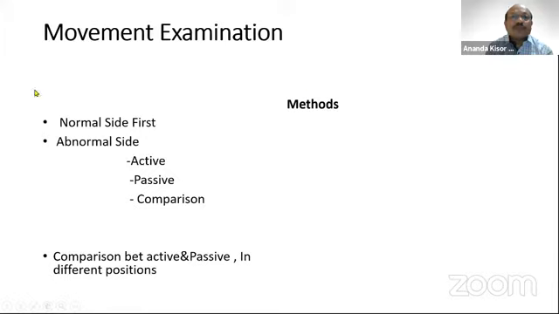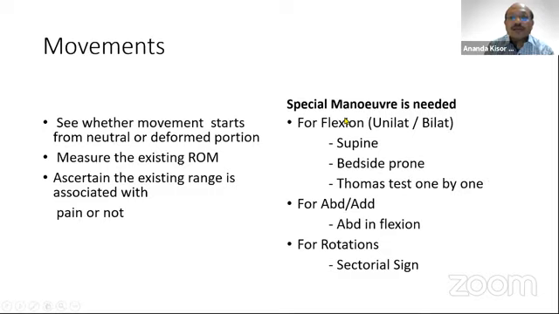Now the movement examinations, always there are 3 points. We have to examine the normal side first, followed by the abnormal side. We have to see the active motion, then the passive motion, then the comparison. Comparison will always be between the active and passive in different positions. Now, some special maneuvers may be required.